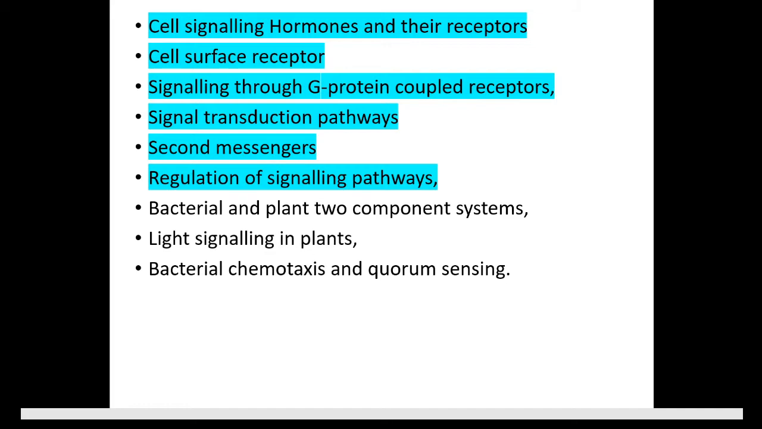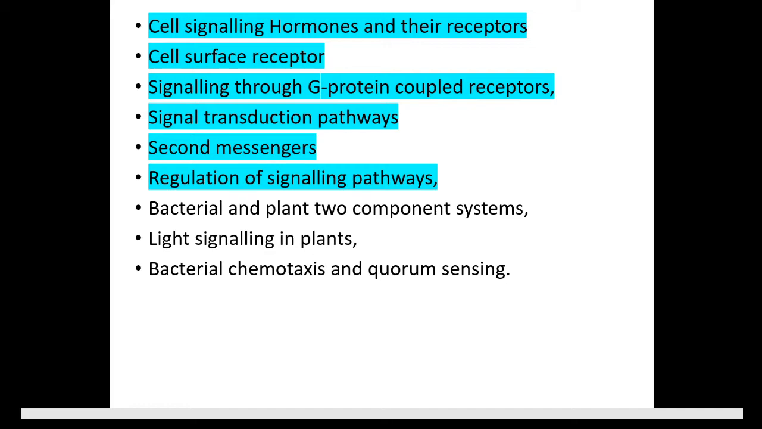Among the two types, the cell surface receptor is the more important one. So I am going to discuss the cell surface receptor, then signaling through the G protein coupled receptor. The G protein coupled receptor is an important receptor present on every cell surface. There are more than 200 types of G protein coupled receptor. Each receptor has a different function. They play a major role in cell signaling and gene transcription.